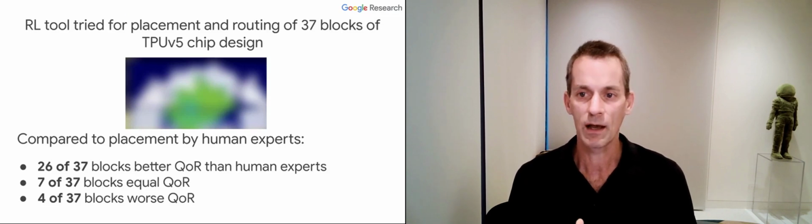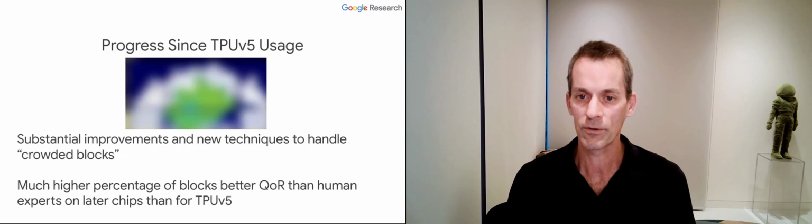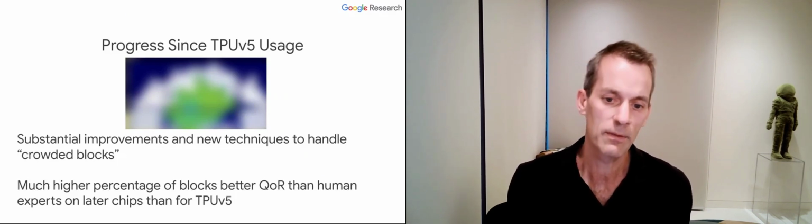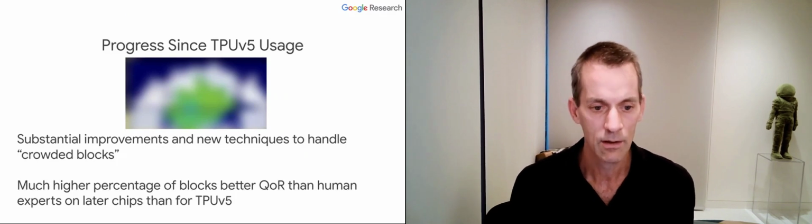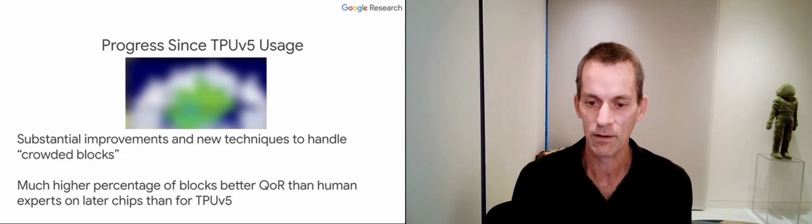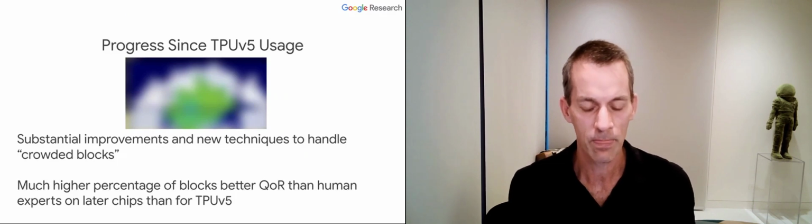And we've been using it. So, for example, we've done RL for 37 blocks of the TPU v5 chip design, and we've compared them to placement by human experts. And of those, 26 of the 37 have better quality of result, QoR, a chip design term, than the human experts. 7 are roughly equal, and 4 were worse.